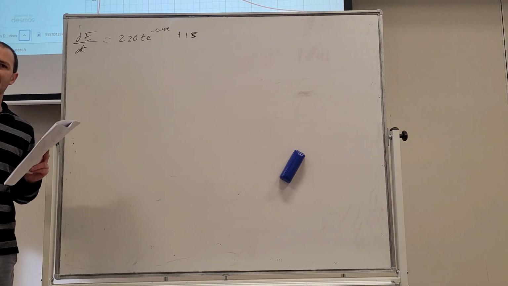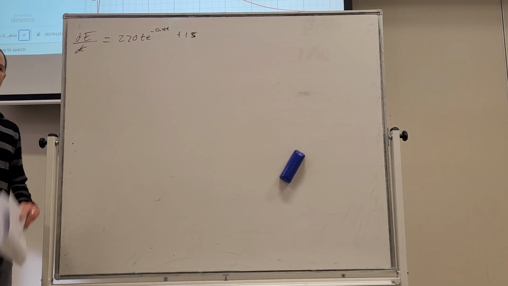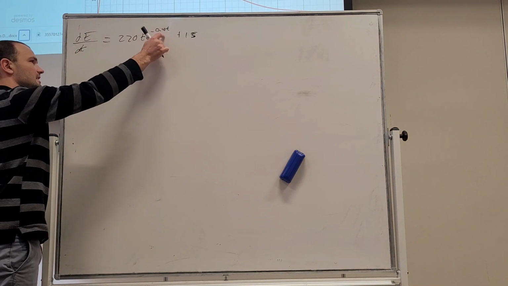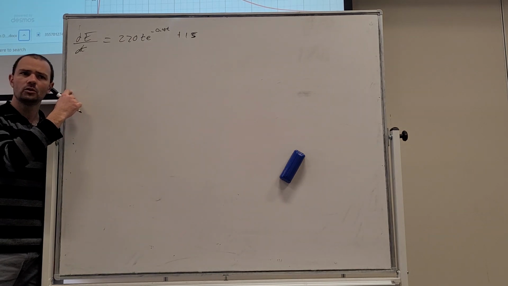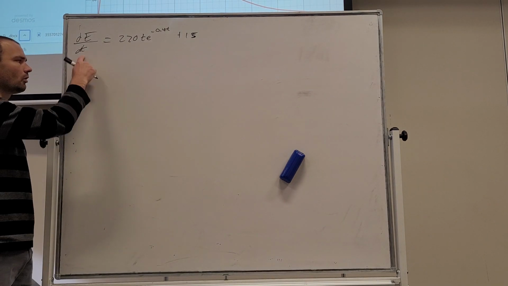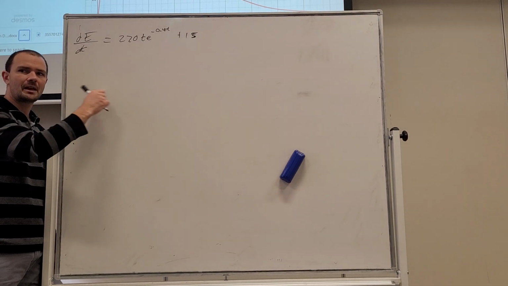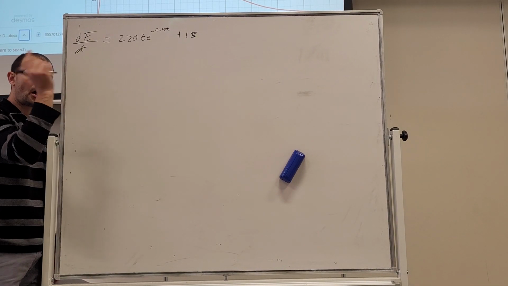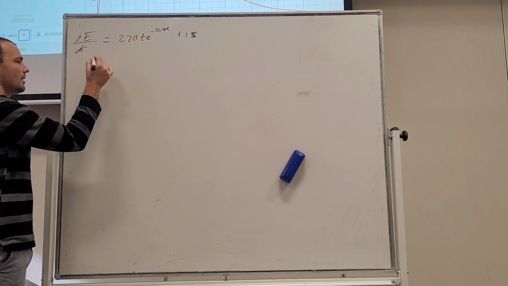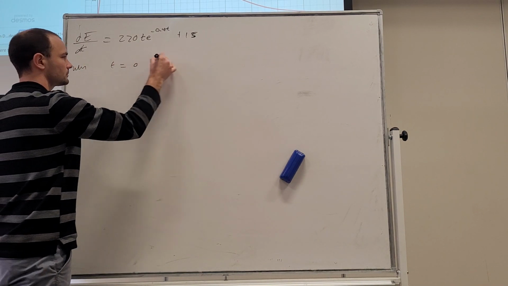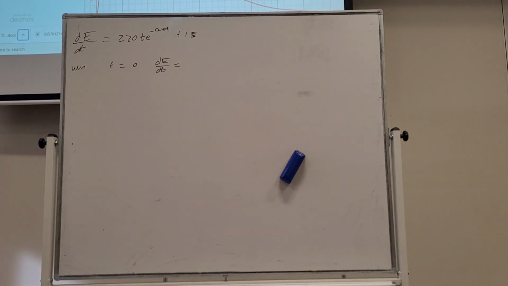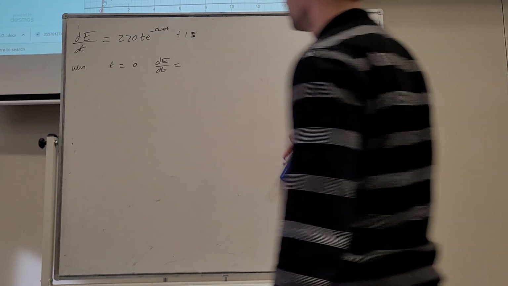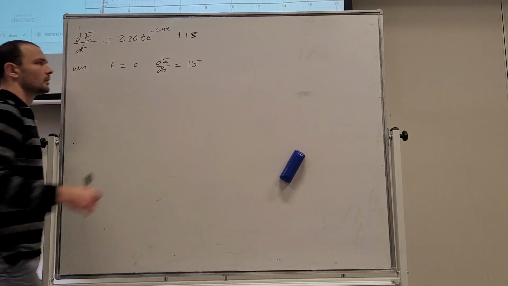12 noon is when t is 0. So we're substituting t is 0 into this equation. Or we're just solving what's the y value when x is 0. All right, on the y-axis we have the rate, on the x-axis we have time. We want to know the rate when time is 0. So when t is 0, dE on dt is, all right, it's going to correspond with the y-intercept as well, 15.